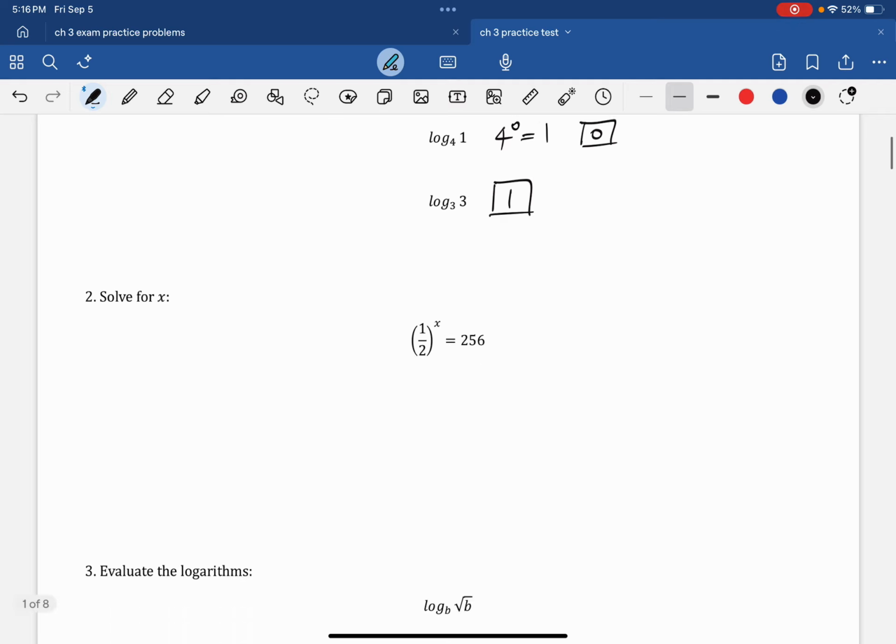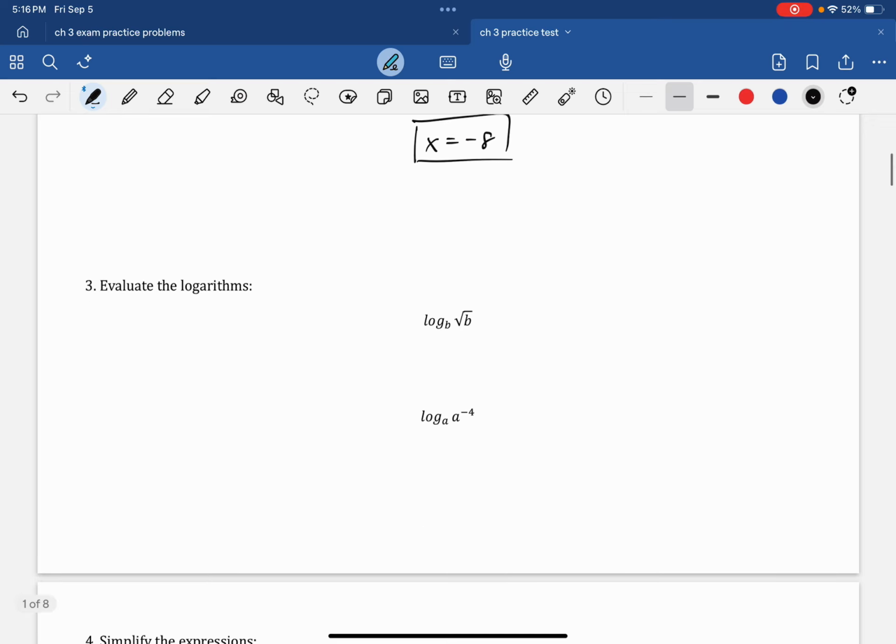So, okay, second question. The idea is that we want to get everything under an exponent of base 2. So 1/2 is 2 to the negative 1, which means that the left side simplifies to 2 to the negative x, and the right side is 2 to the 8, if we remember our powers of 2, which we should. And this simply simplifies to x equals negative 8 by our 1-to-1 property.